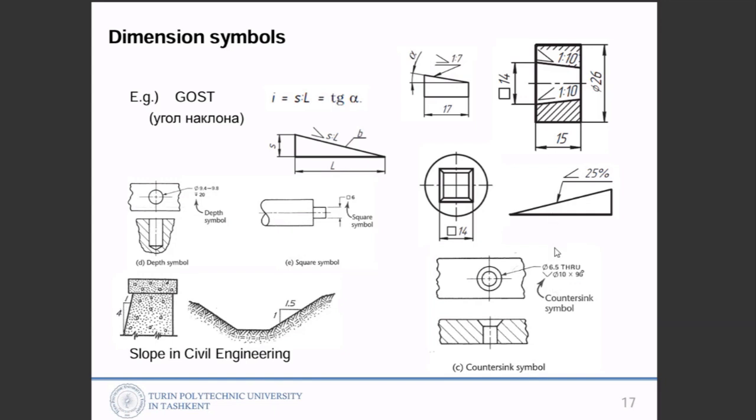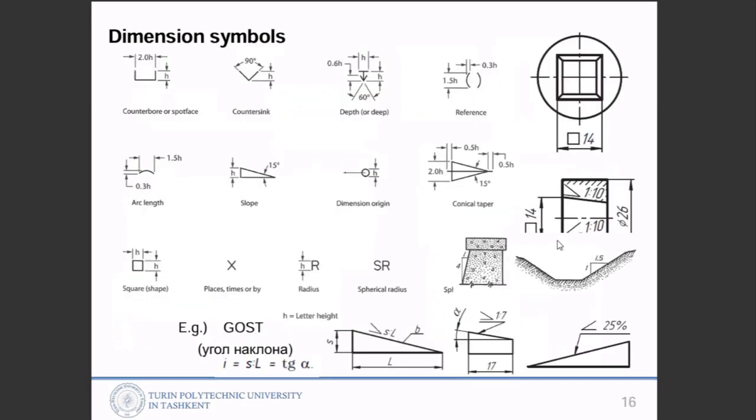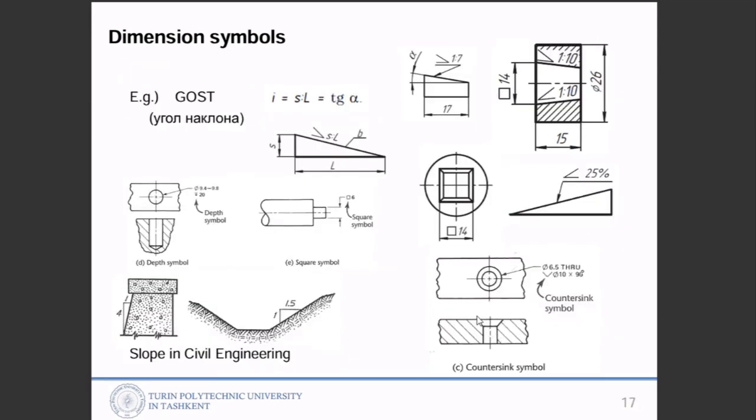So here, countersink. What's the difference between counterbore and countersink? Countersink is like this hole, to install countersunk screws. Okay, and it has a smaller diameter and a bigger diameter. It has an angle, this angle. And so it's shown like this way.